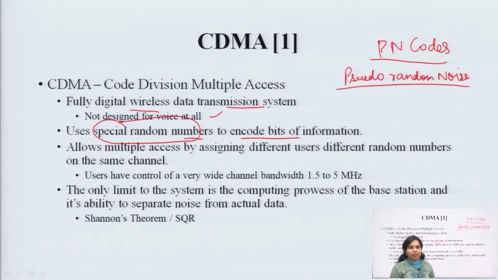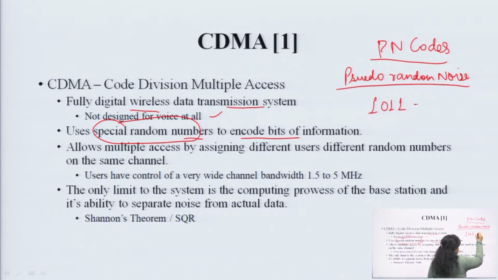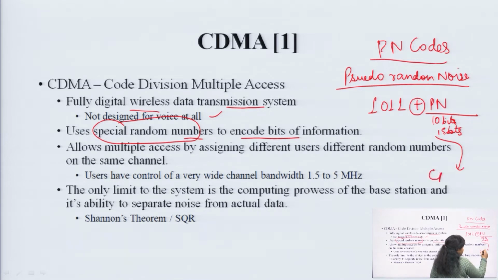So, these 20 bits are used to modulate, or used to encode, the bits of information. Let us say I have 1011 as the message bits, and then it is modulo 2 added with the PN sequence. Now, this PN sequence can be 10 bits, can be 15 bits. So, this is how after modulo 2 addition we will get a CDMA code, that is code division multiple access.